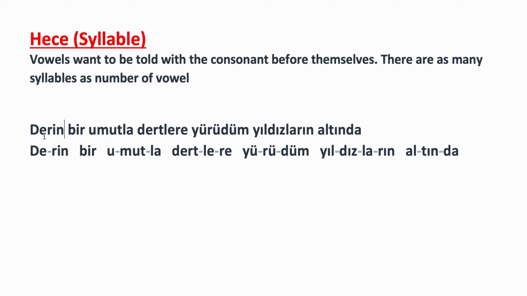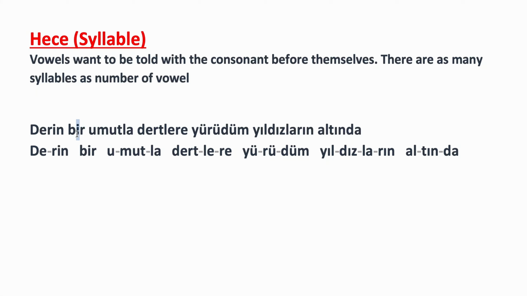As I said, every vowel wants to be told with the consonant before it. The first vowel of derin is e. E wants to be told with d, so they are together. The second vowel is i. I wants to be told with r, ri, and n is part of this second syllable because there is no syllable left over. De-rin.